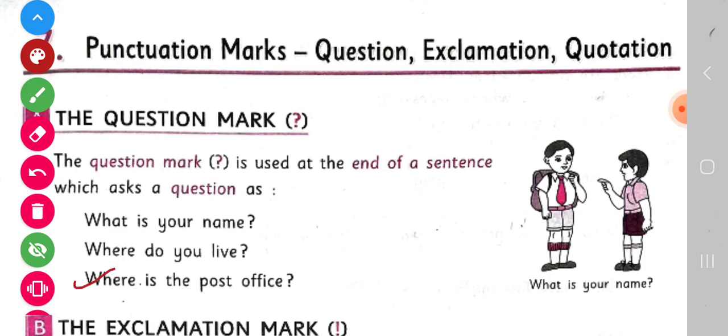And the next is, where is the post office? In this sentence we are asking, where is the post office? We are asking a question. That's why after the sentence we use this question mark. Okay children?